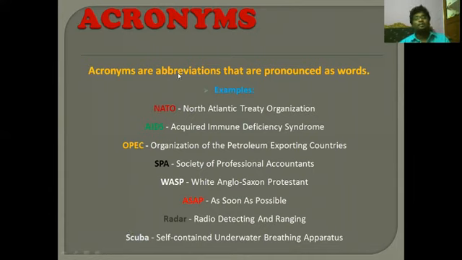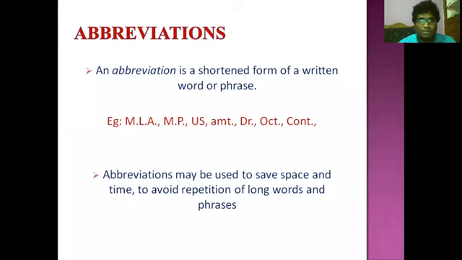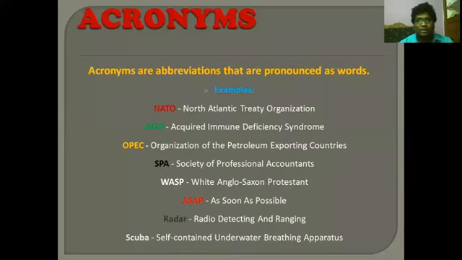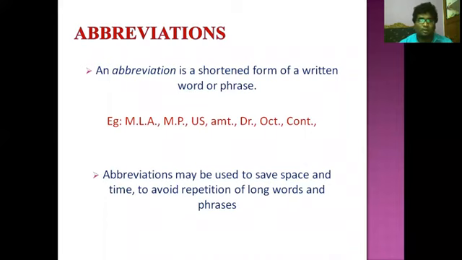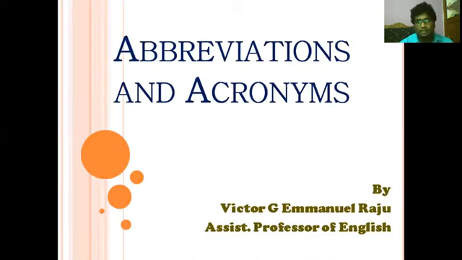These acronyms can be pronounced as a word, and are similar to abbreviations. But abbreviations cannot be pronounced as a word, because MLA we cannot pronounce, MP we cannot say, Dr., Oct. This is not the way we pronounce abbreviations. That is the reason we call them abbreviations. But if they are pronounced as a word, we call them acronyms. That is the difference between abbreviations and acronyms. This is what the topic is all about.